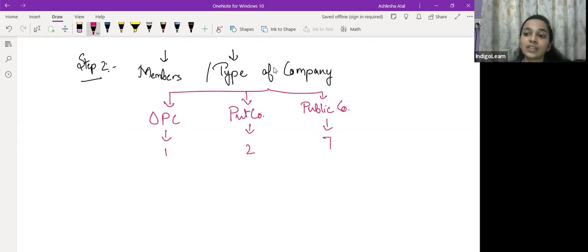So here Kishan will have to ascertain which type of company he wants to start, and after ascertaining, OPC is a private company. OPC is not a public company. OPC is a private company. So first, Kishan will ascertain which type of company he wants to start, and on the basis of the type of company, अगर OPC start करना है तो फिर तो Kishan को किसी की जरूरत नहीं है, सिर्फ एक nominee appoint करना पड़ेगा, which we have understood yesterday.